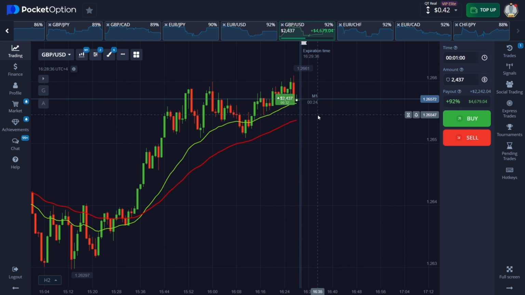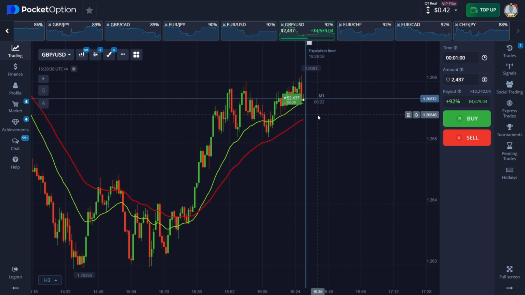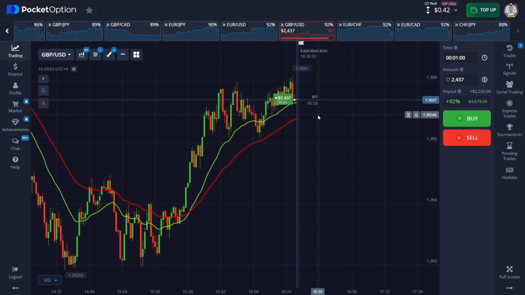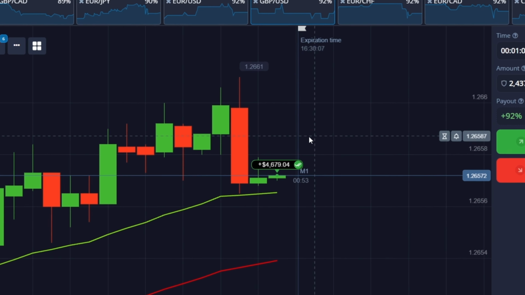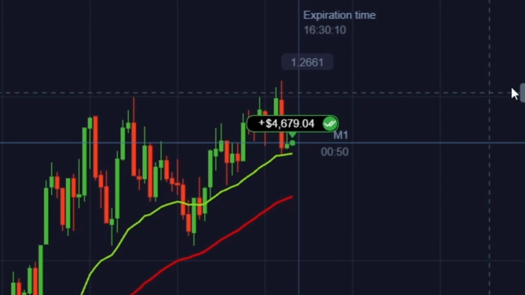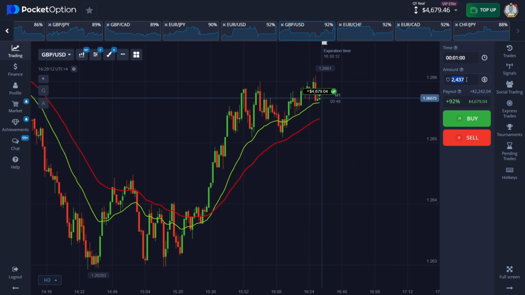Currently, the trade is going in our favor, but we still have 30 seconds left. Only a few seconds left. And I won another trade. Now my balance is at $4,679. Let's find a trade for $4,679.